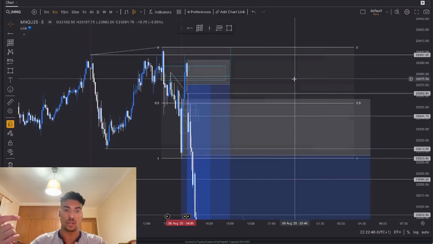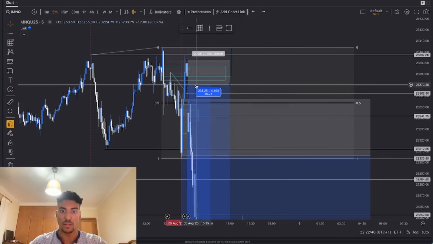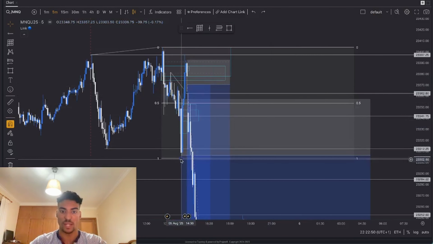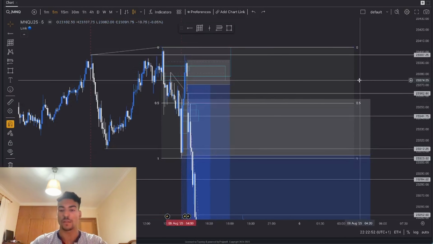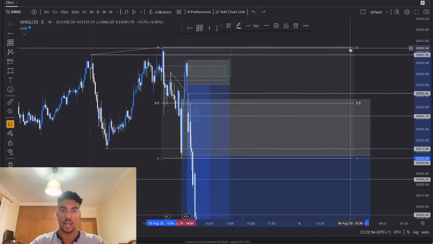Actually, we did not feel it, we feel it after we moved, because the move down was all this, the move up was this blue candle, so we did not feel it. We only feel it afterwards.